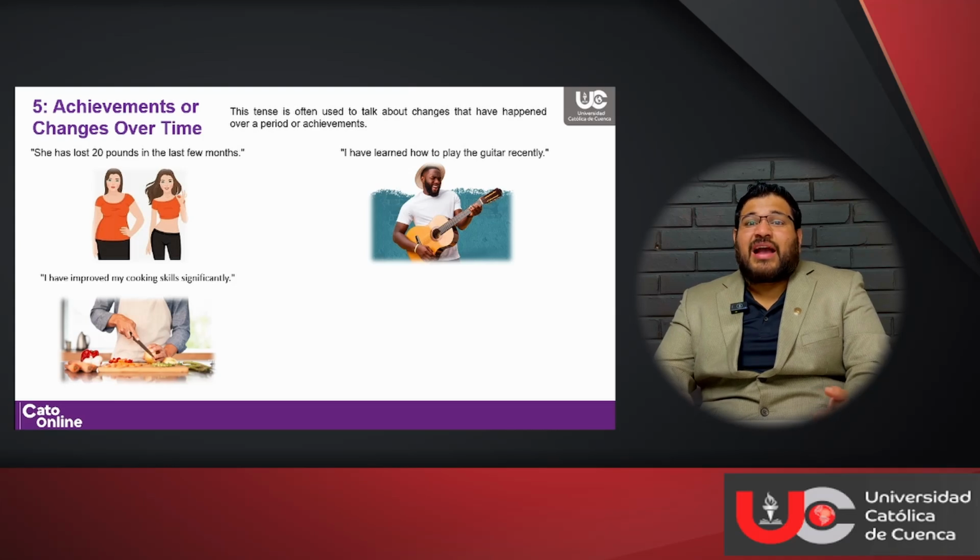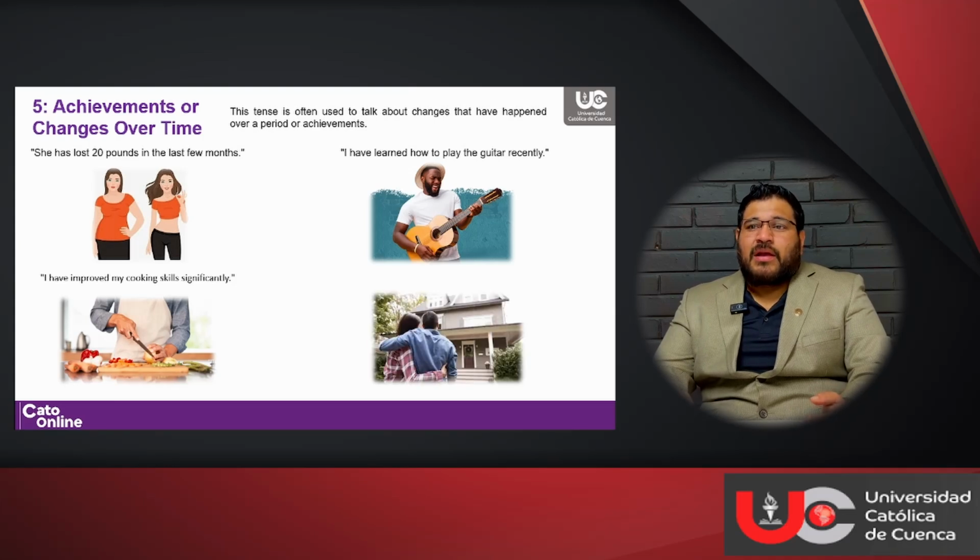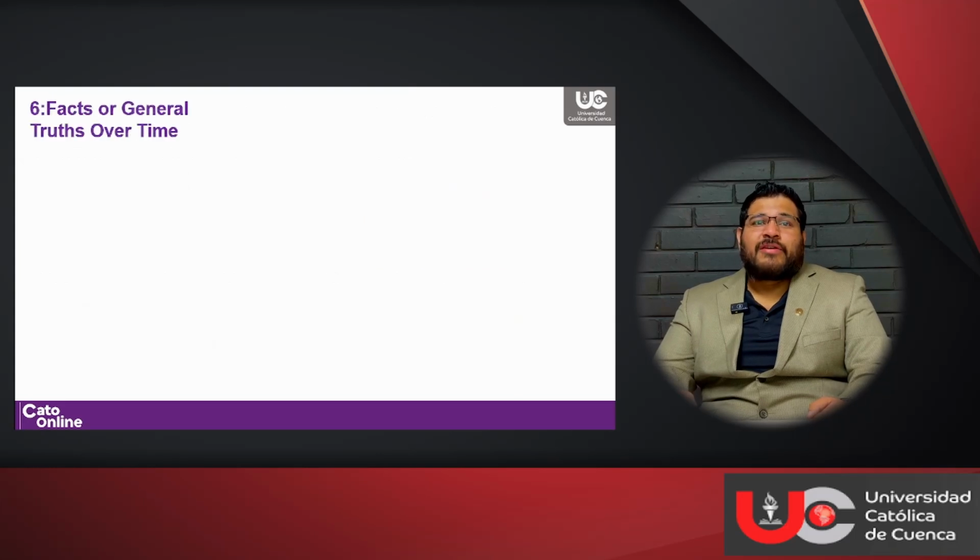It is something that he has learned. Another achievement for this, they have saved enough money to buy their first home. So here we can say that you can talk about your achievements, okay, while using the present perfect. And the last one, facts or general truths over time. Describe general truths or facts that are relevant to the present.